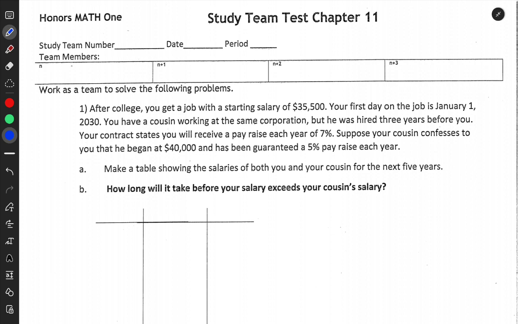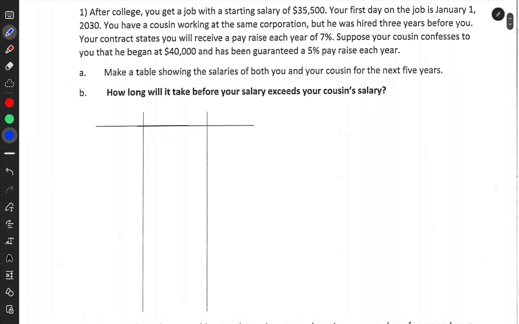compare two salary situations and decide when you will potentially have a larger salary than your cousin. So after college, you get a job with a starting salary of $35,500. Your first day on the job is January 1st of 2030. You have a cousin working at the same corporation, but he was hired 3 years before you. Your contract states that you will receive a pay raise each year of 7%.